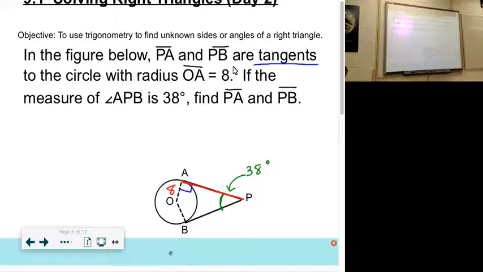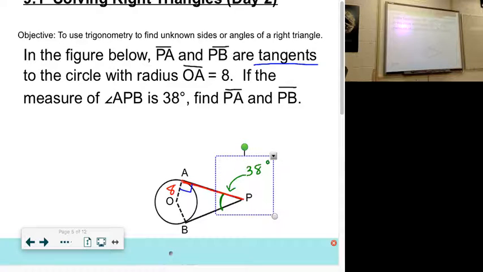Okay, so the first problem here is in the figure below, segment PA and segment PB are tangents. That's exactly what the last video described. So they're tangents to the circle with radius segment OA equal to 8 units. If the measure of angle APB is 38 degrees, find segment lengths PA and PB.